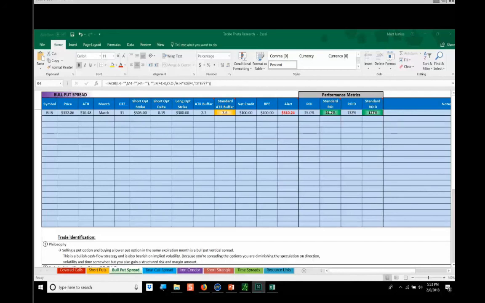So if you highlight over the standardized ROI, guys, what you're going to be looking at is the ROID relative to the 30-day contract again. And if you're over an 80% ROID, that is a fantastic trade, guys.